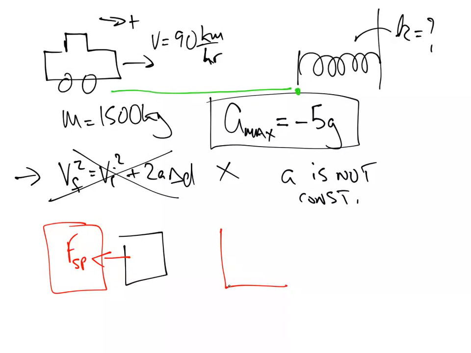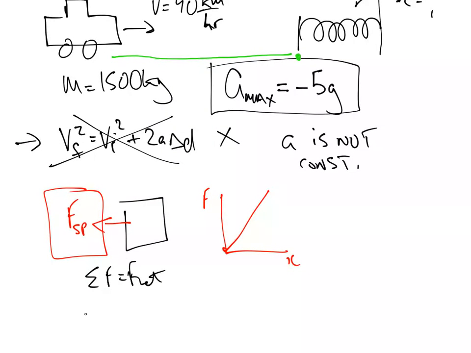However, this force of the spring changes. It becomes more and more linearly as the spring is compressed. Therefore, if we were to write the summation of the forces, F net, the only force is negative Fsp, because we said this way was positive, and so that's going to equal ma. However, since Fsp is not constant, a is not constant. That's the reason why we can't use this. So how do we do this problem?